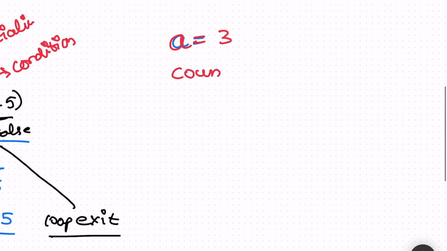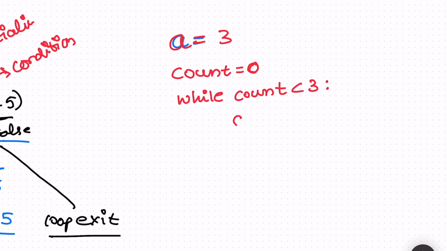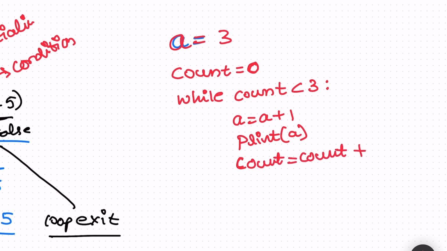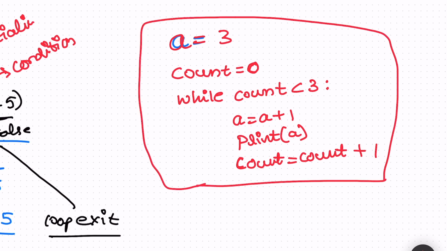So initially the code is a is equal to 3 and count we have initialized with 0. So we are writing a while with the condition that count must be less than 3. If the count is less than 3, and this is true, we need to execute a is equal to a plus 1. Then print a, and to again go inside the condition the second time, you need to update it. So count is equal to count plus 1. This is the complete while loop statement.